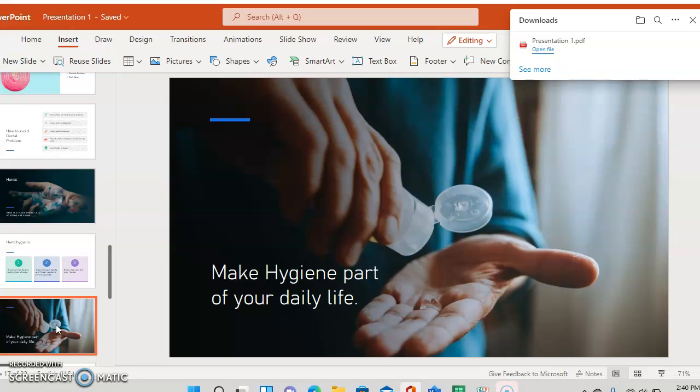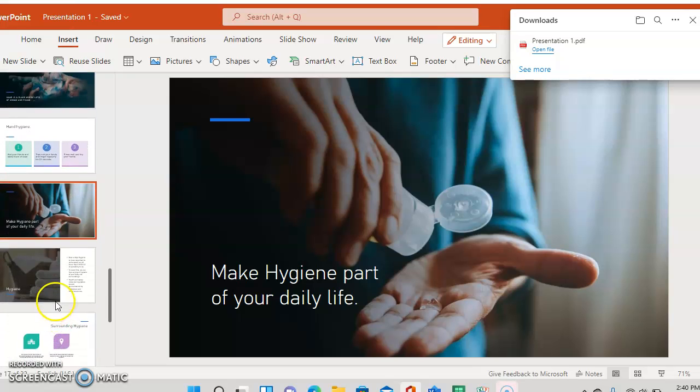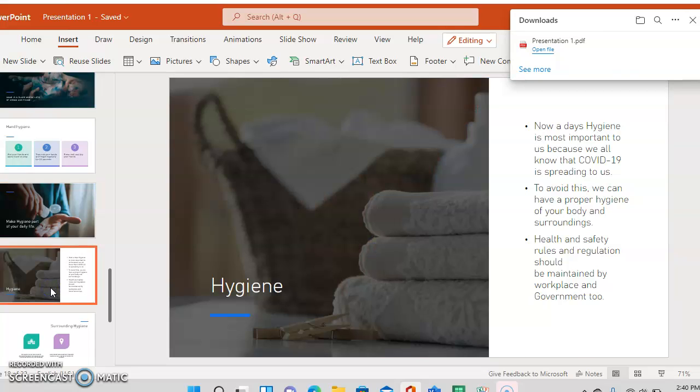Make hygiene part of your daily life, which will definitely help you overcome all the illnesses that can be caused. Nowadays, you can see a disease that has come up in our daily routine, called COVID-19. If we maintain hygiene properly, we cannot spread this disease to others and ourselves too. To avoid this, we can maintain proper hygiene of our body and surroundings.